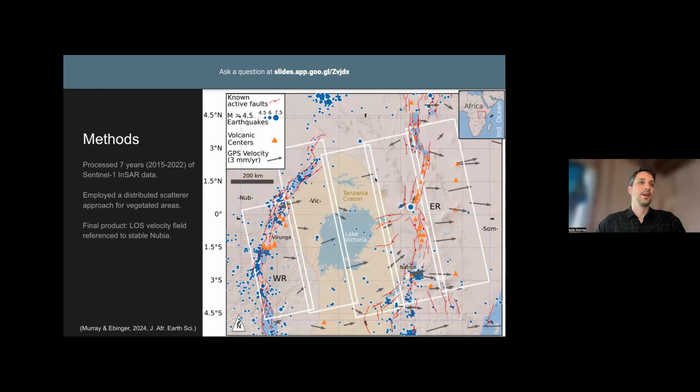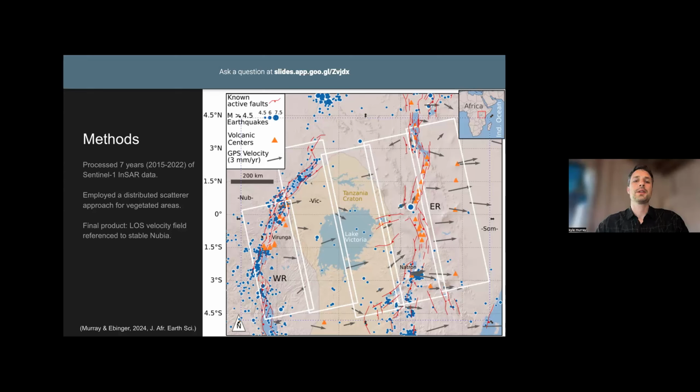We processed the ascending data from 2015 to 2022 from the Sentinel-1 archive, which is from the European Space Agency. And we used these five ascending tracks shown with these white rectangles. That spans from the Kivu Rift to the west up to the Turkana Depression to the northeast, just this entire central area.